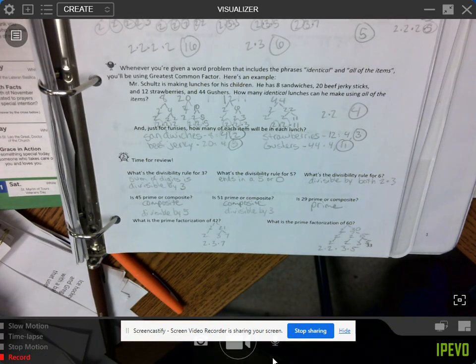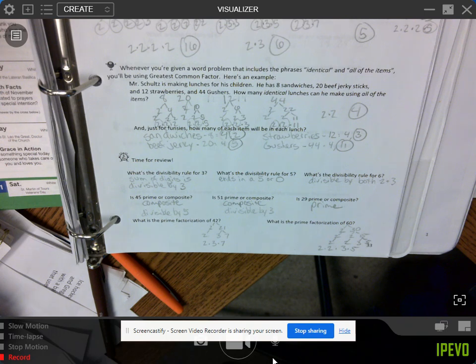Whenever you're given a word problem that includes the phrases identical and all of the items, we'll be using that greatest common factor. So, Mr. Schultz is making lunch for his children. He has 8 sandwiches. Holy cow, his children are hungry. He only has 4 kids. Whew, they're going to eat 2 sandwiches each. He has 8 sandwiches, 20 beef jerkies, 12 strawberries, and 44 gushers. How many identical lunches can he make using all of the items?